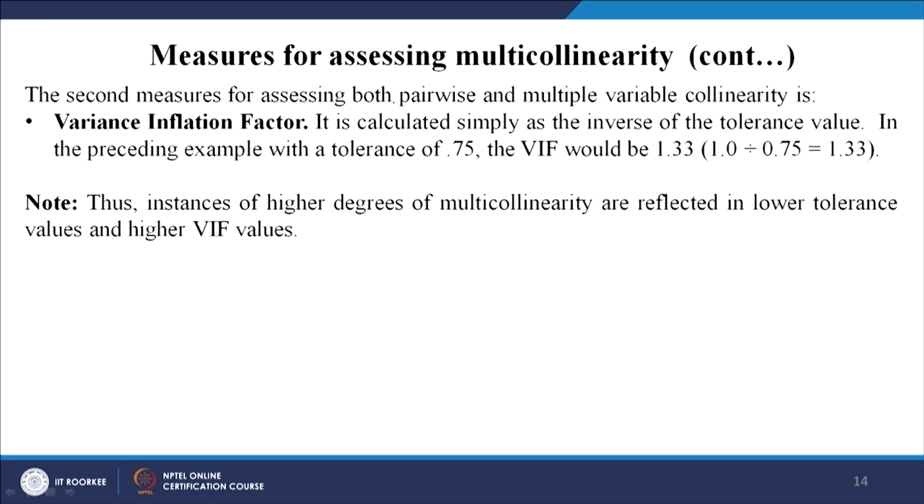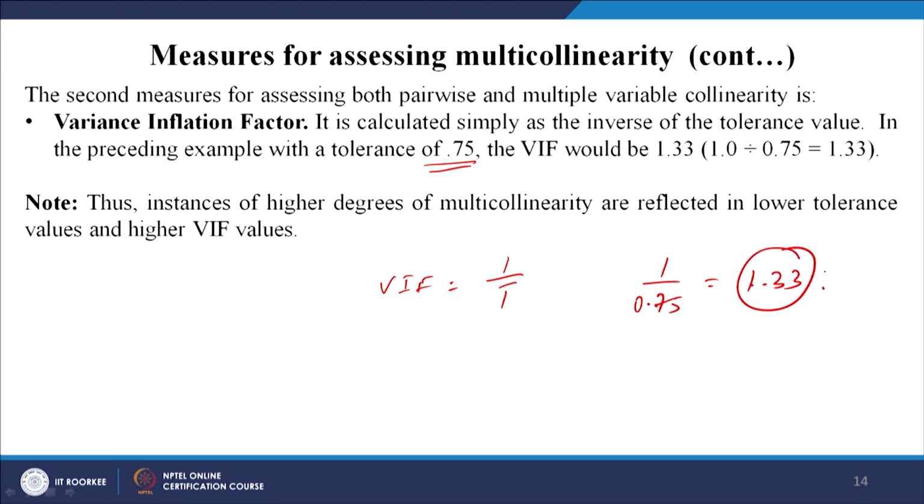Okay. The second measure for assessing collinearity is variance inflation factor. It is calculated simply as the inverse of the tolerance. So, I told you VIF is equal to 1 by tolerance, right. In the preceding example, we had a tolerance of 0.75. So, the VIF was how much? Now, 1 by 0.75. So, that is equal to 1.33, right.